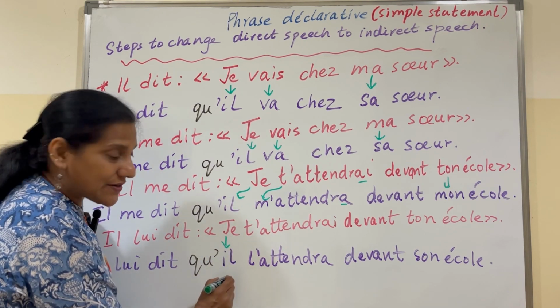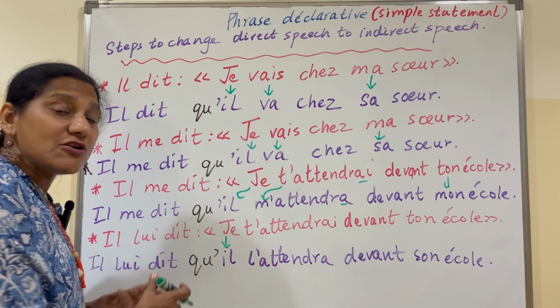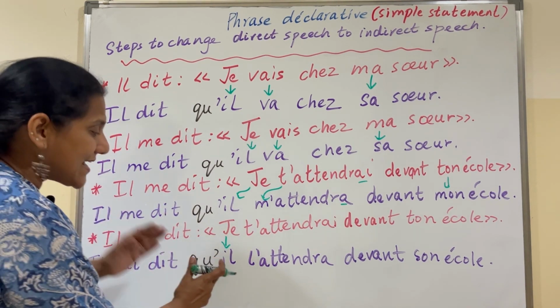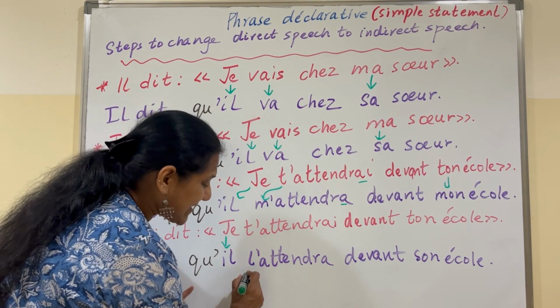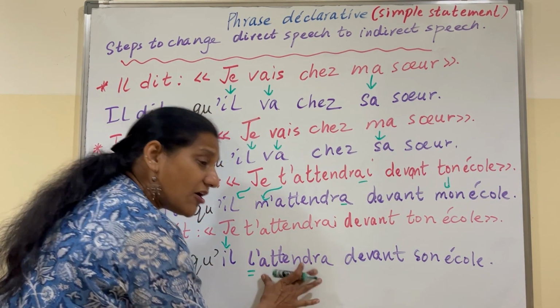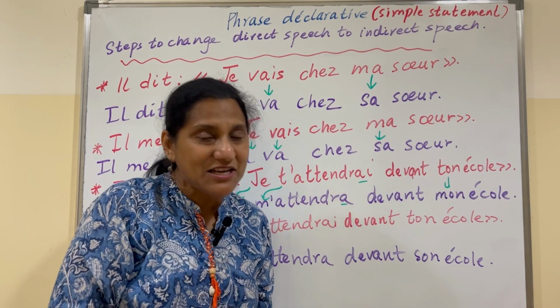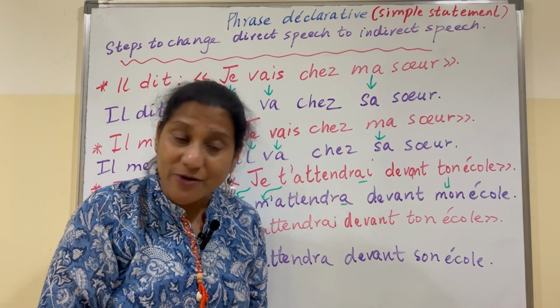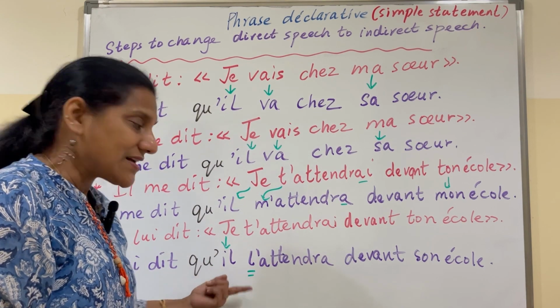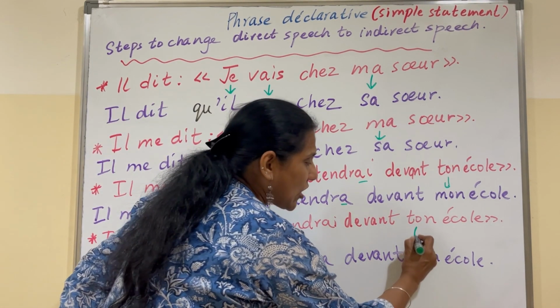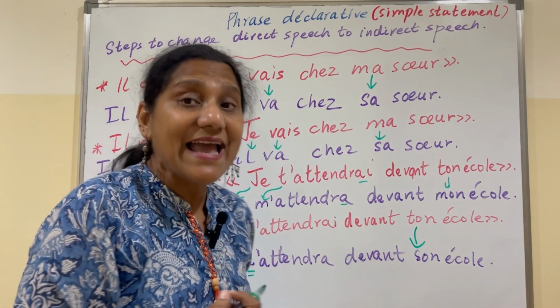Why did I change it to il? Because in the main clause it's telling me who's speaking to whom. He is speaking to him. So, il l'attendra. Why did I put l'apostrophe? Because attendre is a verb that has the meaning of a preposition in it. What's the meaning of attendre? To wait for. So, it's followed by a direct object. So, qu'il l'attendra devant ton école becomes son école.